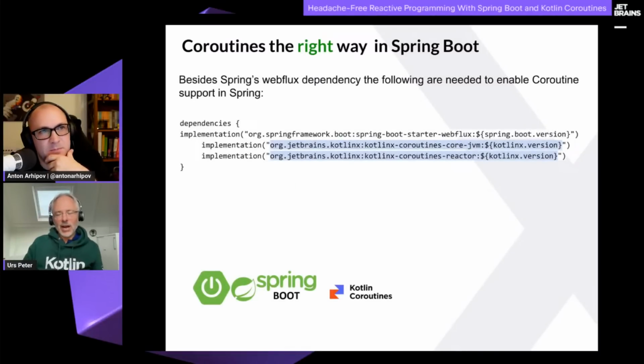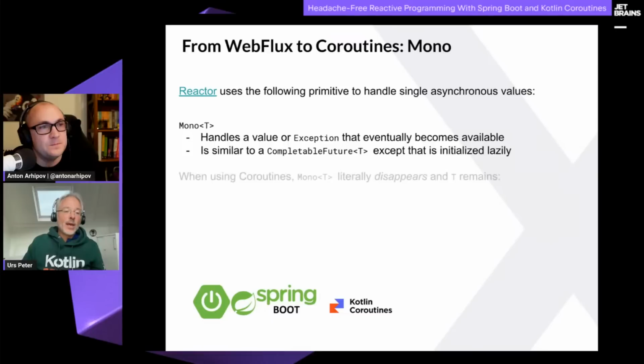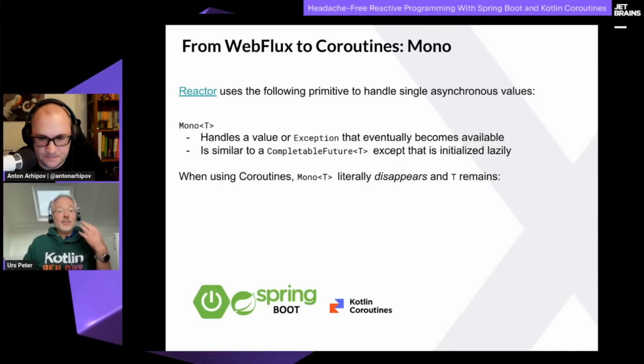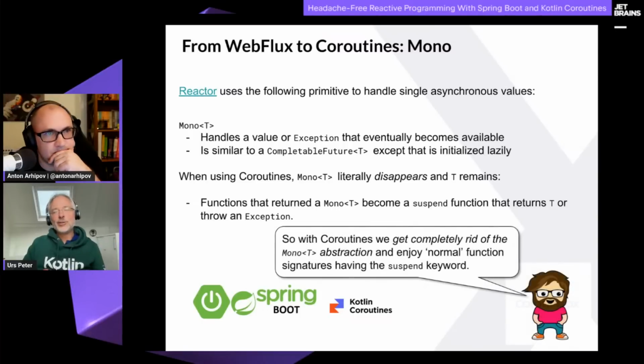So how do you address this? Very simple. You simply add these two dependencies on your class path, coroutines core and coroutines reactor. And then what you actually get is this. Reactor uses these Monos. It's kind of a monad that models latency, right? It's like a CompletableFuture, which either gives you back an exception or a value eventually, not right away. And what you get with coroutines is that these Monos literally disappear. They dissipate into thin air. And the only thing you keep is the T, the return type. And that makes your code so much more maintainable. But of course, that's what you can judge for yourself.